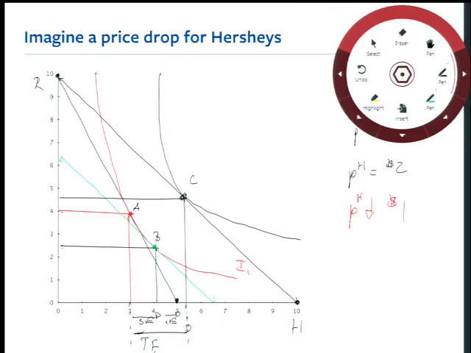What I'm doing, and this is pure economic harassment here, is breaking down that overall move from A to C into a utility constant substitution effect, facing the new price ratio, and an income effect, which is that pocketbook effect.